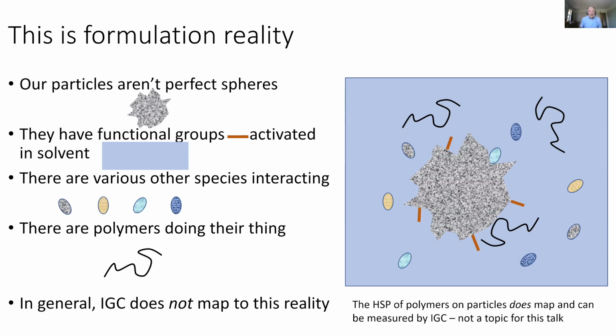Now, in general, IGC does not map to this reality, especially if you just measure surface energies. We've already said that IGC is great for measuring the HSP of polymers on particles, and that does map and can be measured by IGC. But that's not a topic for this talk because I've spoken about it at other IGC symposia.